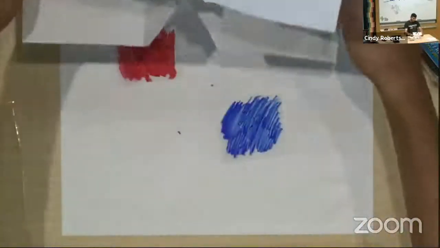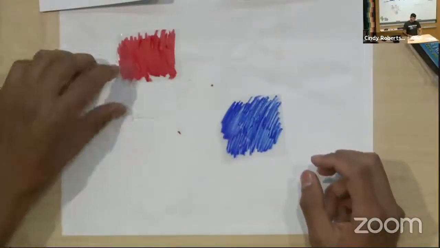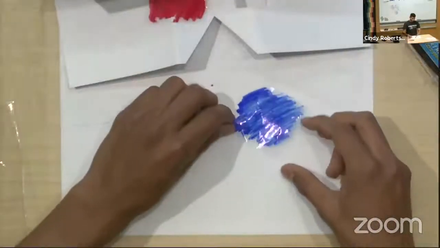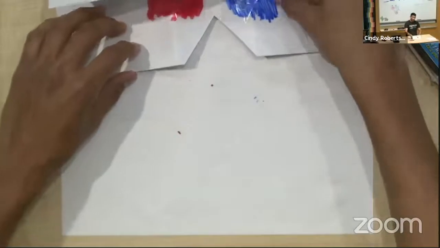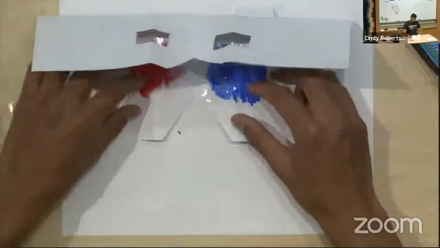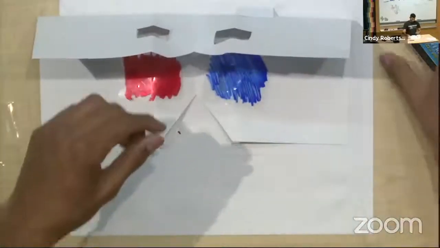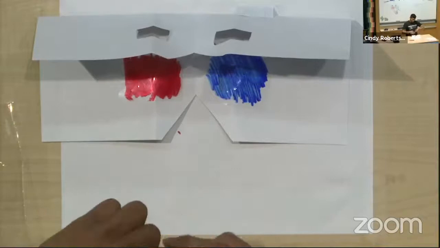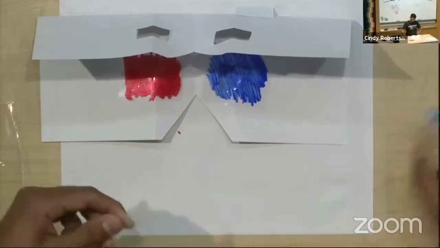Okay, so now we have 2 lenses. And then one important thing to remember is that the red lens is going to go on the left side, and then the blue one will go on the right. So yeah, make sure not to mix that up, and then just flip them over so that you don't get any ink on your face, and then just tape it inside there.